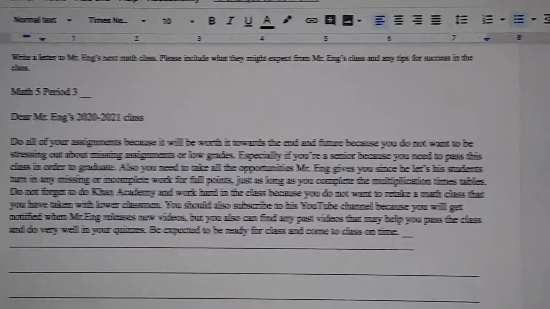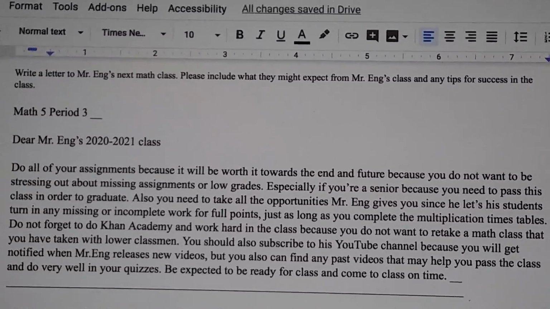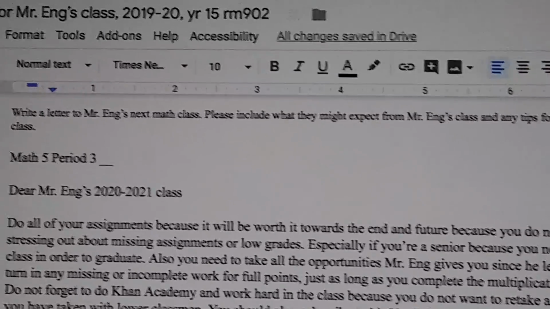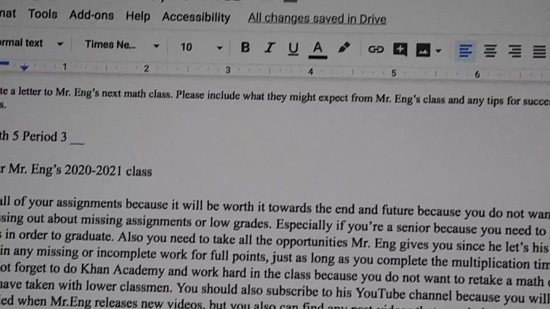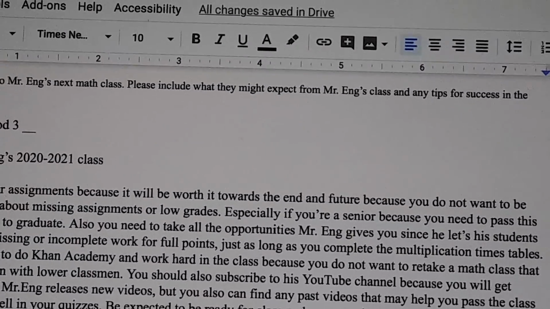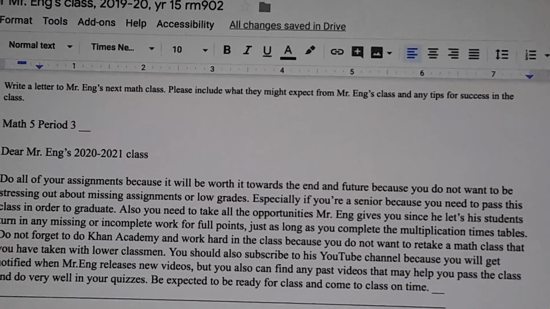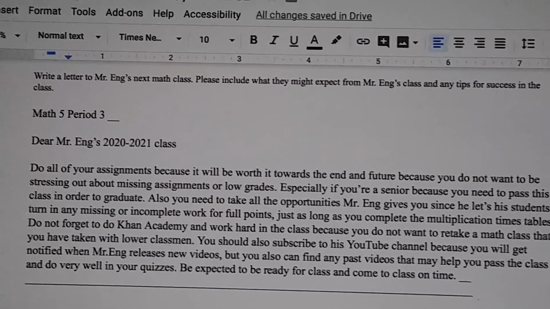And for the last part of the course evaluation, it says, write a letter to Mr. Eng's math class. Please include what they might expect from Mr. Eng's class and any tips for success in the class.